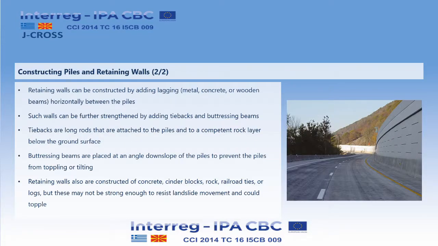Retaining walls can be constructed by adding lagging, metal, concrete, or wooden beams, horizontally between the piles. Such walls can be further strengthened by adding tiebacks and buttressing beams. Tiebacks are long rods that are attached to the piles and to a competent rock layer below the ground surface. Buttressing beams are placed at an angle downslope of the piles to prevent the piles from toppling or tilting. Retaining walls also are constructed of concrete, cinder blocks, rock, railroad ties, or logs, but these may not be strong enough to resist landslide movement and could topple.